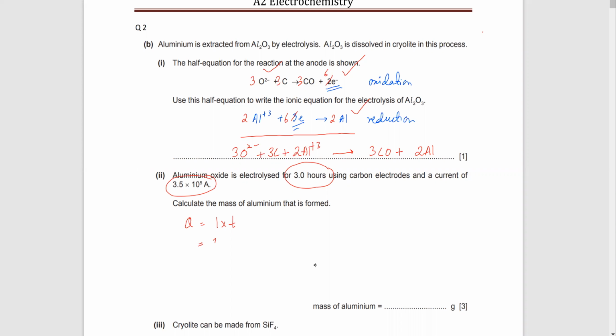The current is 3.5 times 10 power 5 amperes multiplied by 3 hours. Each hour has 60 minutes and each minute has 60 seconds. So if I do this calculation, it's going to be 3.5 times 10 power 5, then times 3, then times 60, and times 60 again. I'm getting a huge number.